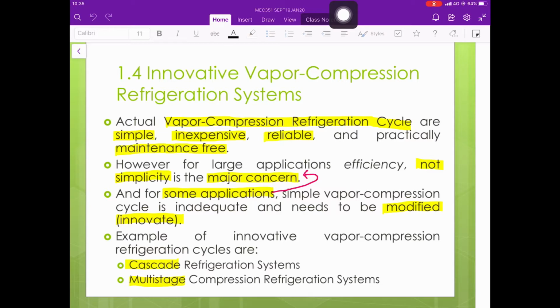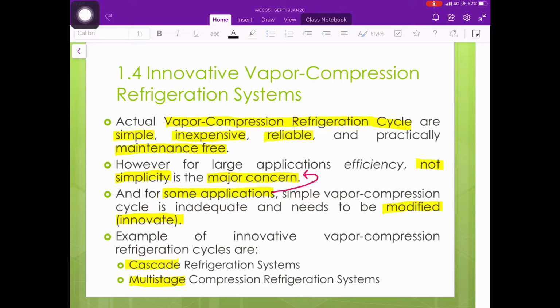Today we are going to continue with our discussion for chapter 1 on innovative vapor compression refrigeration system. In our previous discussion, we have looked into ideal and actual case of vapor compression refrigeration cycle. We found that it is simple, inexpensive, reliable, and practically it is maintenance free.